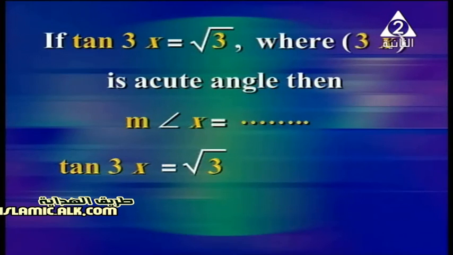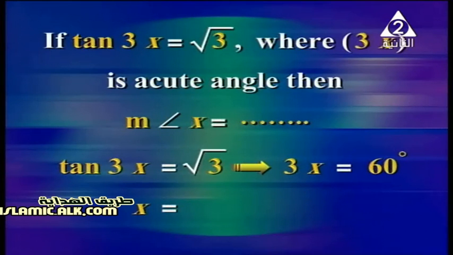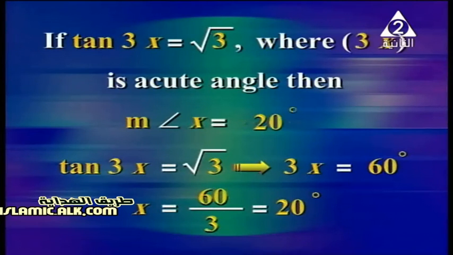So we are going to press the buttons Shift, tan, square root of 3. In this case, you are going to obtain a result as 3x equals 60 degrees. To find the value of x, you are going to divide both sides by 3. So we can say that x equals 60 divided by 3, which is equal to 20 degrees. And here we can say that the measure of angle x equals 20 degrees.